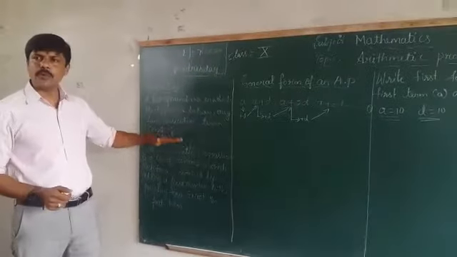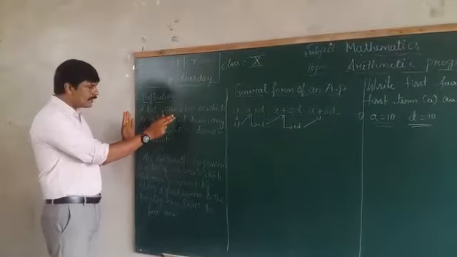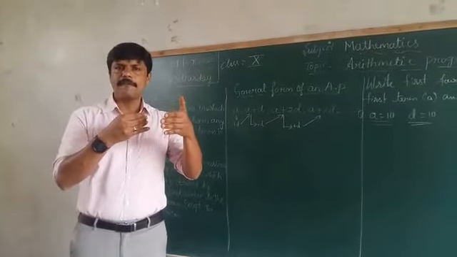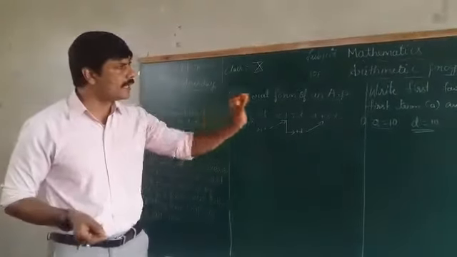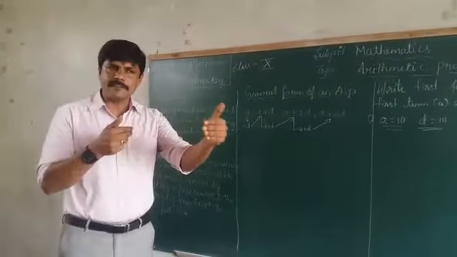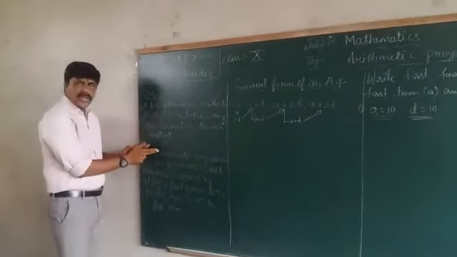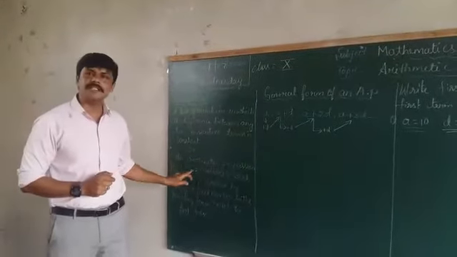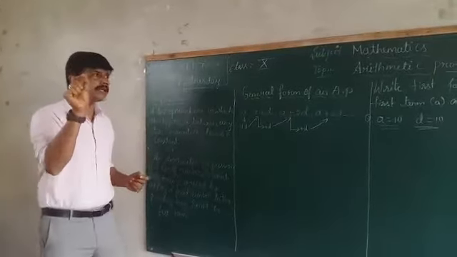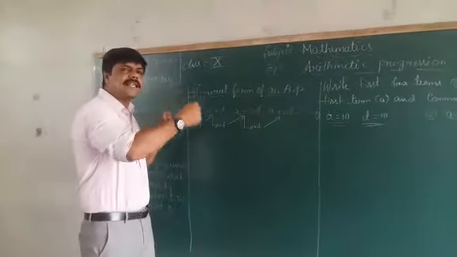Now see, there are two ways of defining arithmetic progression. One way is, it is a list of numbers having a common difference between two consecutive numbers. If two consecutive numbers have a common difference, then we say that it is an arithmetic progression. The other way is, an arithmetic progression is a list of numbers which we get by adding a constant to the previous number. If we add a constant to the previous number, we get the subsequent number.